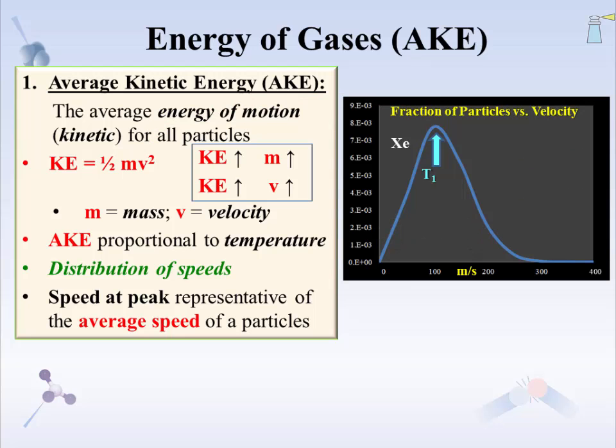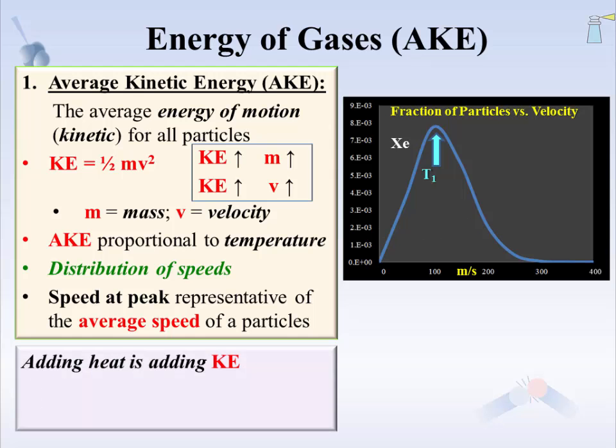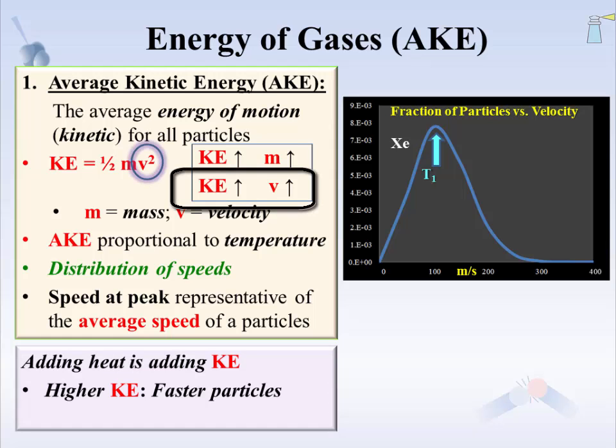We can use this curve to ask what happens when heat is added to the sample of gas. Adding heat is adding kinetic energy. Having a higher kinetic energy means overall faster particles. That comes right from the definition of kinetic energy. If the energy goes up and the mass of the particles stays the same, then the only way to keep the sides of the equation equal is for the velocity to go up.